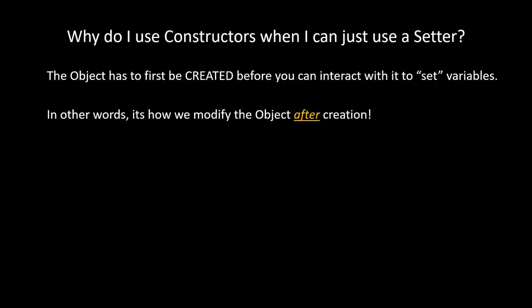So why do I use a constructor when I can just use a setter? The answer is the object has to first be created before you can interact with it to set variables. In other words, it's how we modify the object after creation. Every member function executes on a specific object, that is, on one particular set of instance variables. We refer to these objects as the current object for that member function. In other words, the current object is the region of memory containing the data on which a member function is currently operating.